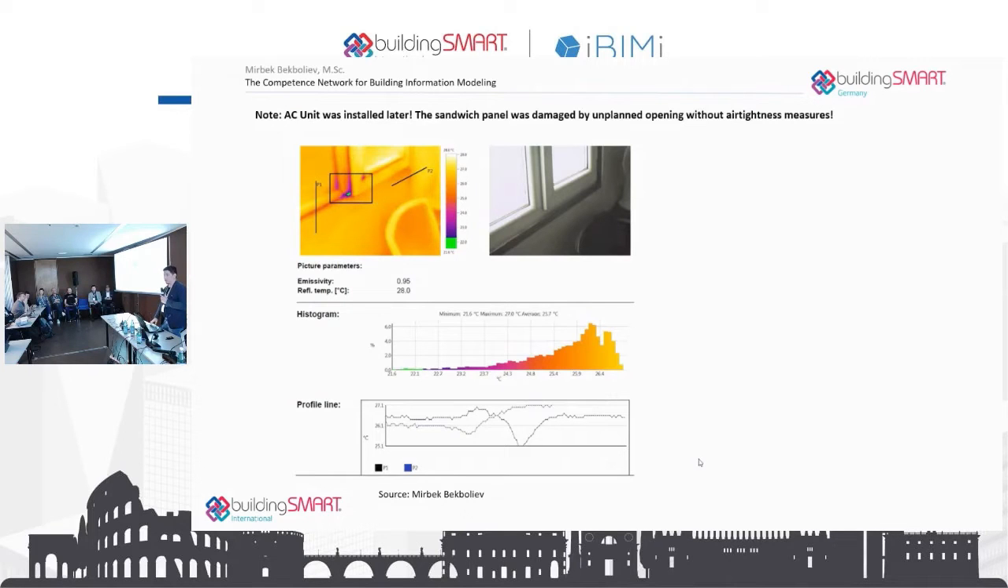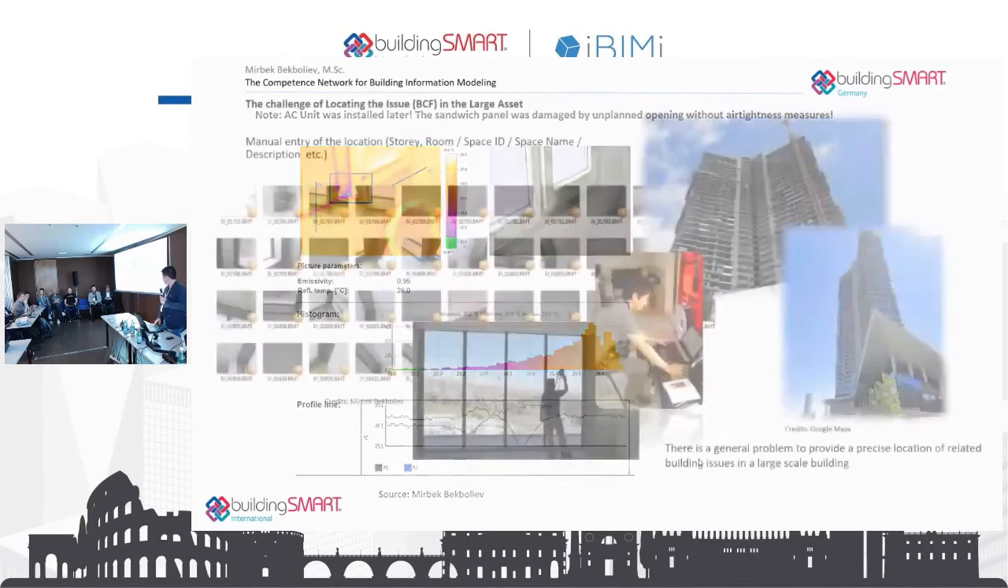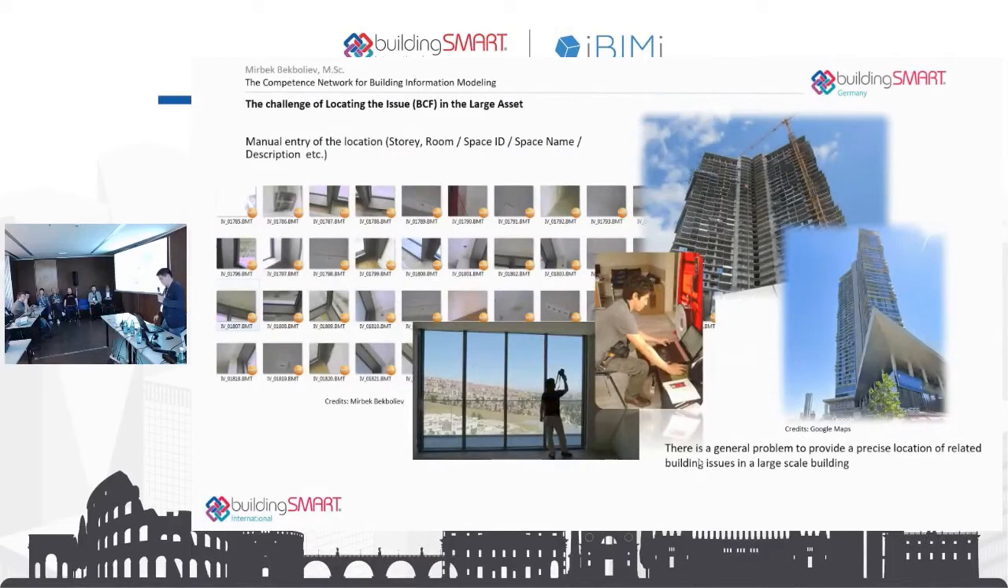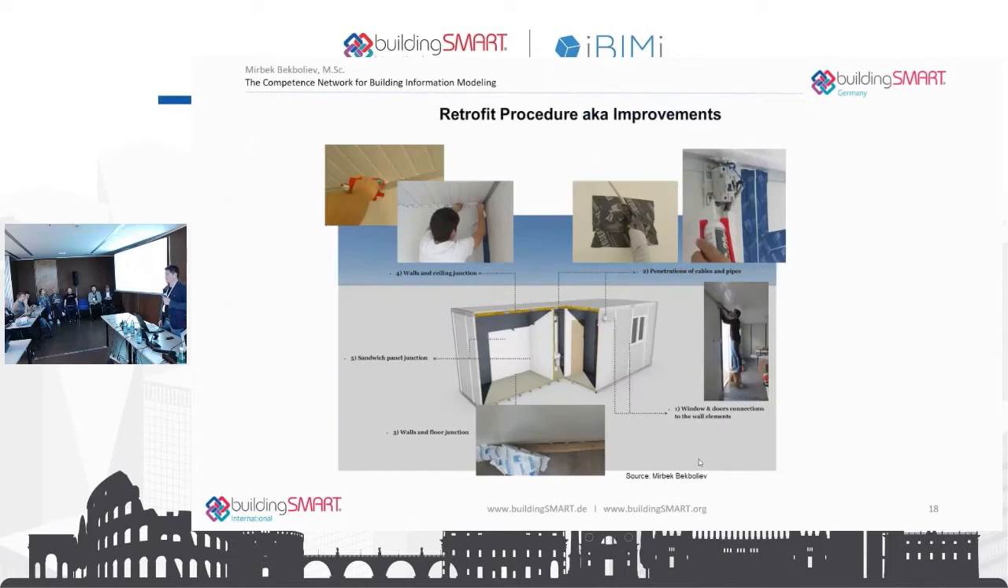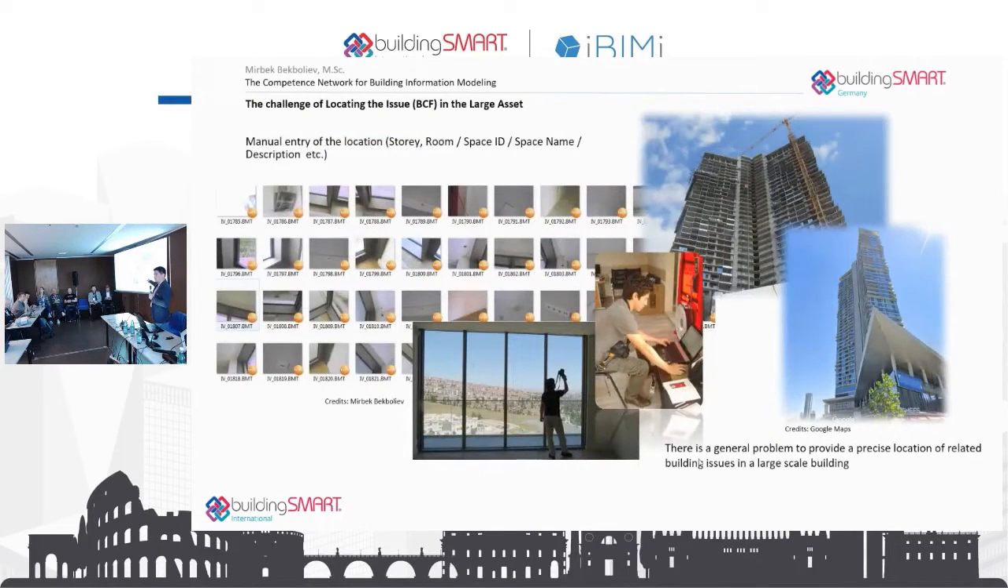So windows, openings, junctions. And if you imagine a big building, how do you communicate that? We proposed that last time, and you performed some improvements. It's really difficult to track in this case; you have really no chance to do that. That's why we propose to use a BCF and issue manager, because you can directly point to the location.